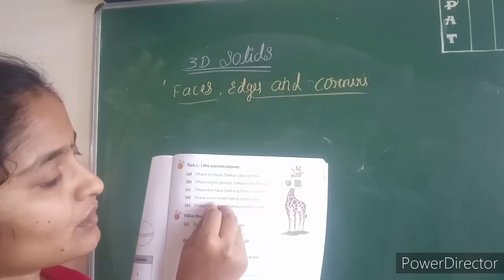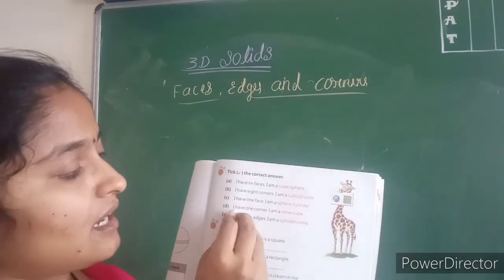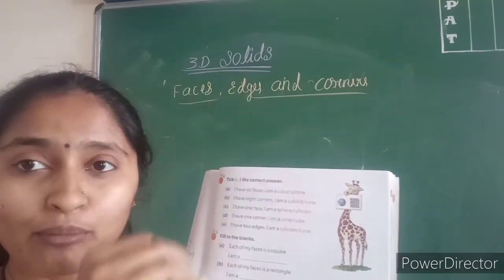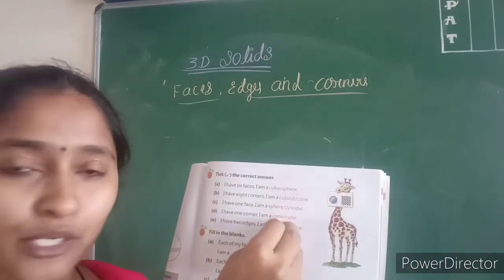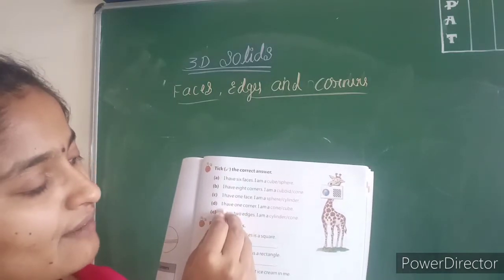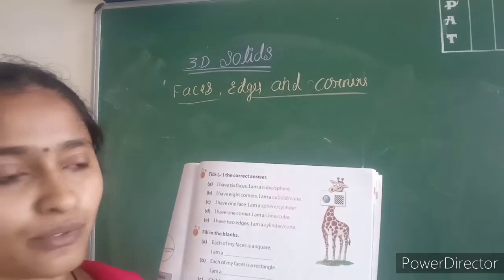Then, I have 1 corner. I am a cone or cube. In a cube, how many corners are there? In a cube, there are 8 corners. So in a cone, how many corners are there? Only 1 corner. So I have 1 corner, I am a cone. Mark it cone.